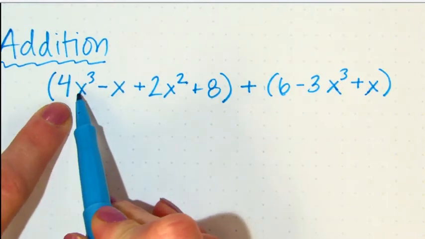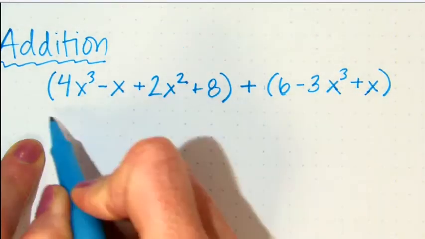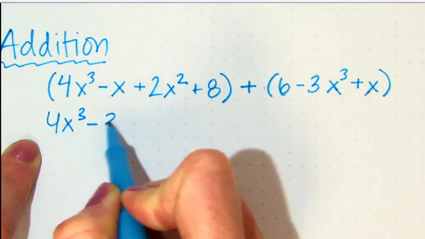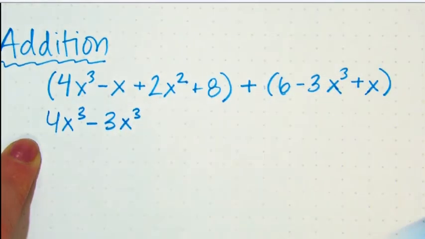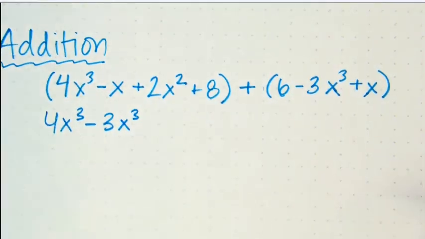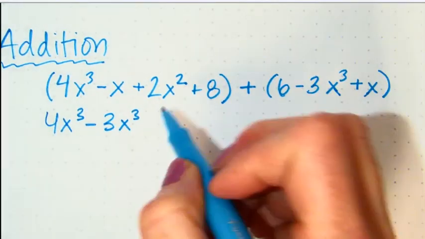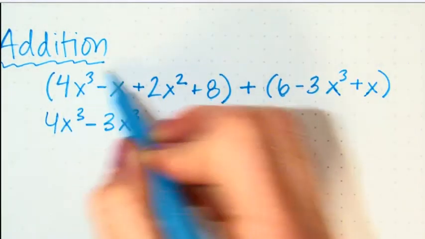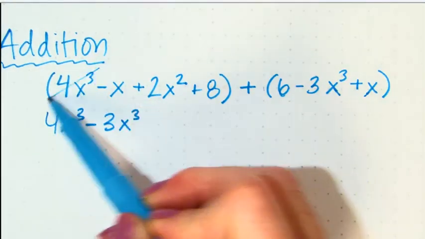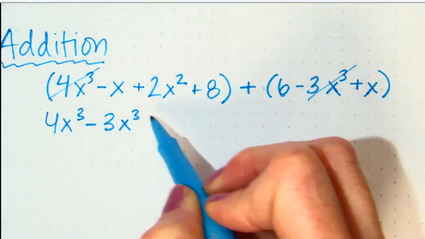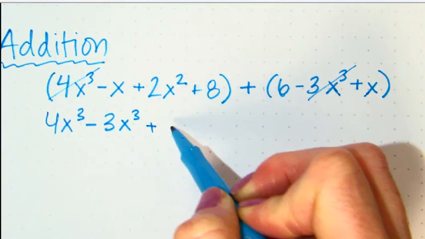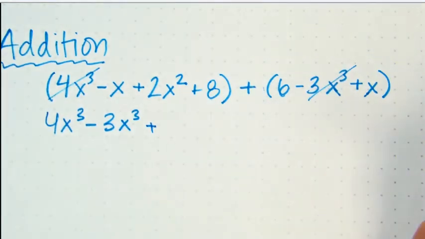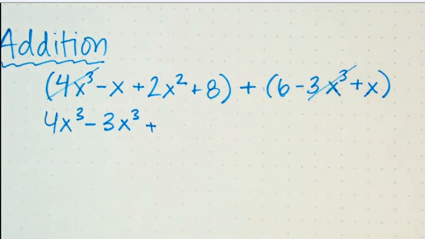So I have a 4x to the third and a minus 3x to the third. I would strongly suggest that you don't try to rearrange and calculate in your head. That's when people start making careless mistakes. Something else that I would suggest is kind of cross off the numbers as you rewrite them so that you don't forget anything. The other thing I would suggest is that you go in descending order of exponents.